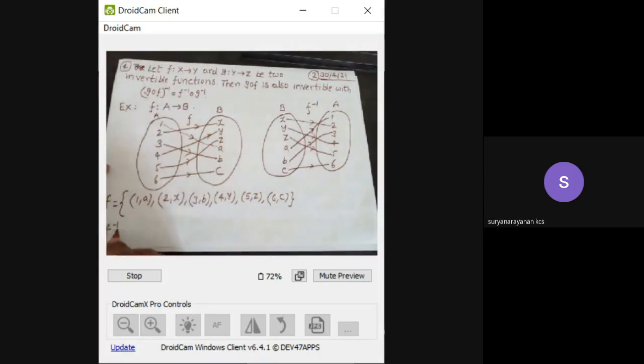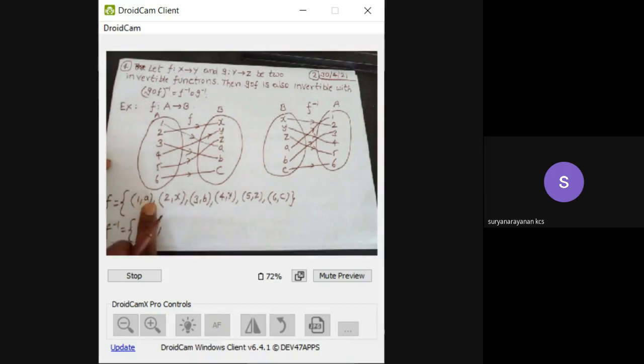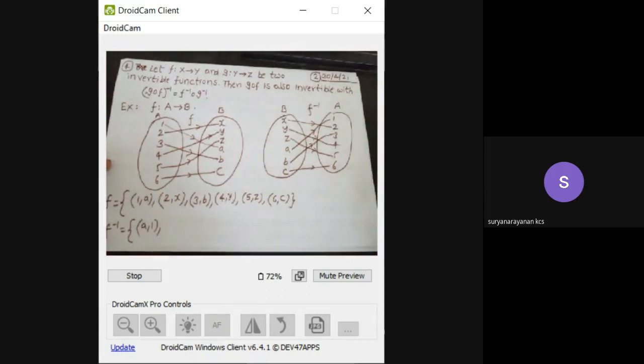Then F inverse. Suppose a function is given in the form of a set of ordered pairs, then F inverse can be found easily, just reverse the ordered pairs, that's all. So A comma 1, here 1 comma A is there. Are you watching the screen, my dear children? Yes. Here the ordered pair 1 comma A, we can write it in reverse order. Then tell me the remaining ordered pairs.